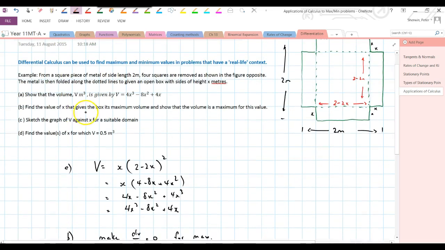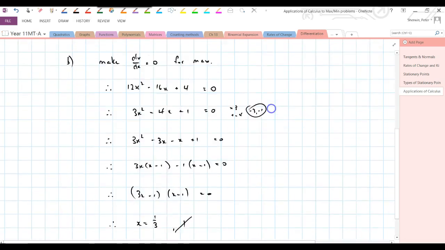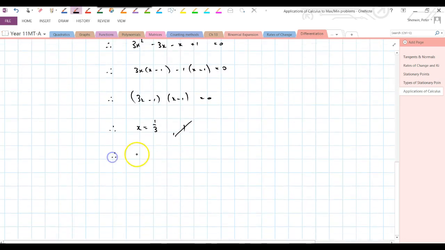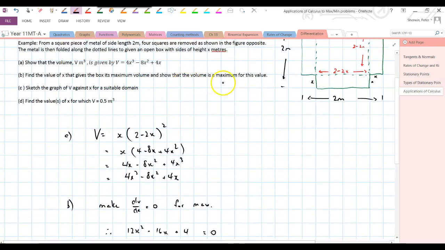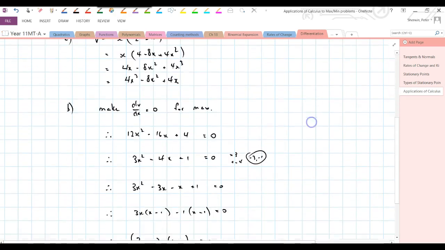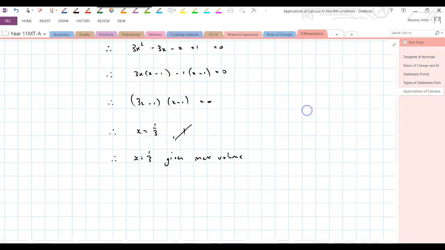So we found the value of x, so therefore x equals 1/3 gives maximum volume, although we do need to verify it's a maximum. That's the next task: show that the volume is a maximum for this value. The way we can do that, as we've been doing, is just to test either side.